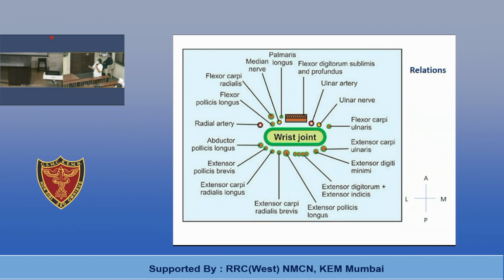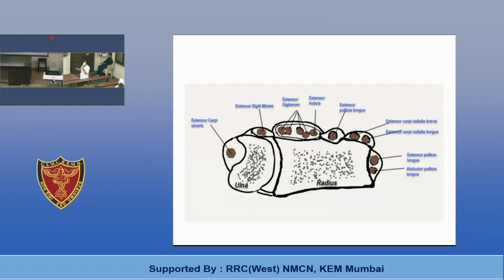So relations of the wrist joint include, anteriorly, nerves and tendons of muscles of the flexor compartment, and posteriorly, all tendons of the extensor compartment of the forearm. Posteriorly, as you can see here, there are 6 osteofibrous compartments formed by the extensions of the extensor retinaculum attached to the adjoining bones, radius and ulna. It starts from here. The first compartment, lateral most, has abductor pollicis longus and extensor pollicis brevis.